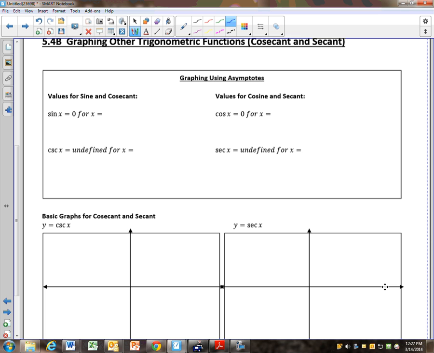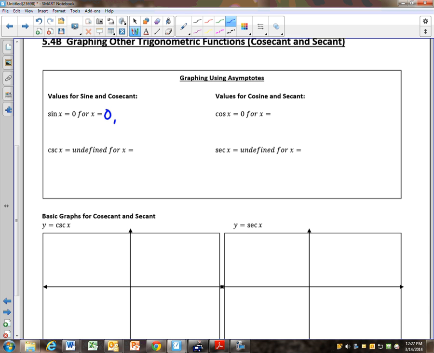Where does sine start, the parent function? Starts at 0. So at 0, sine is equal to 0. Okay? What's the normal period for sine? 2 pi. So if you divide up into 4 parts, you get pi in the middle, and then pi over 2, right? You got pi over 2, pi, 3 pi over 2, 2 pi. So after sine's at 0, it goes up to 1, and then it comes back down to 0.